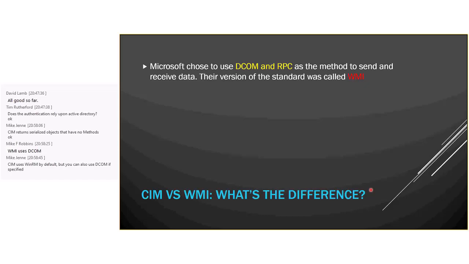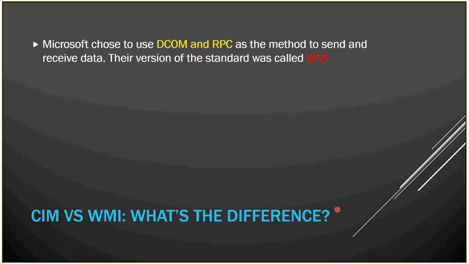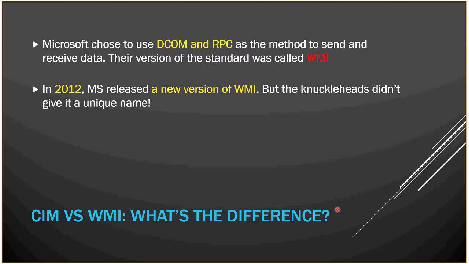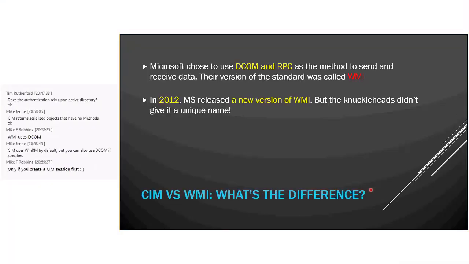So the only difference between CIM and WMI is how data is transferred. CIM is about accessing information on the machine. WMI has some add-ons to allow you to transfer data back and forth. Well, you know, WMI doesn't have the best reputation for security.